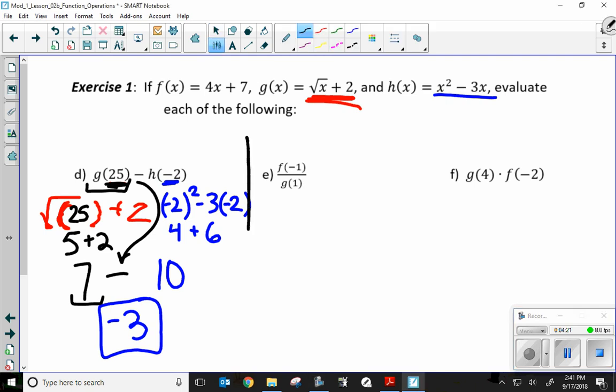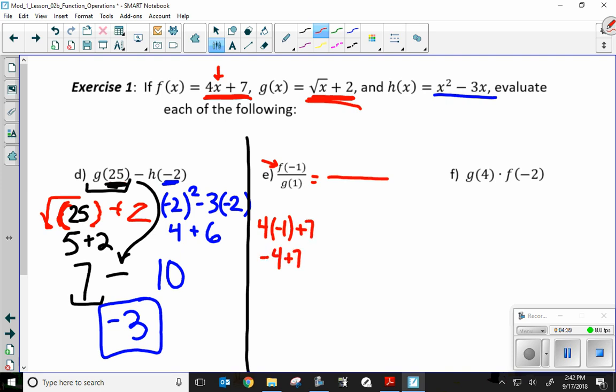All right. Now, we have a fraction. Big deal. What is f of negative 1? Using this, I'm putting a negative 1 in for my x. So it's 4 times negative 1 plus 7. It's negative 4 plus 7. That's 3. That's the top.